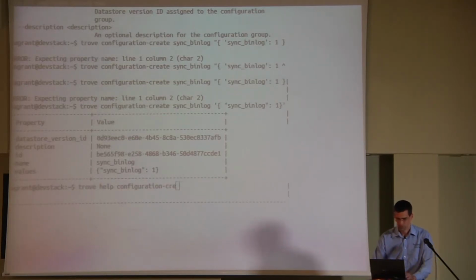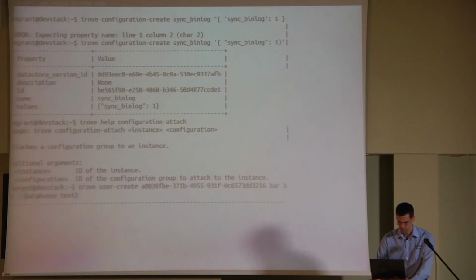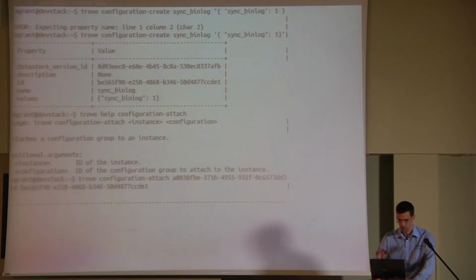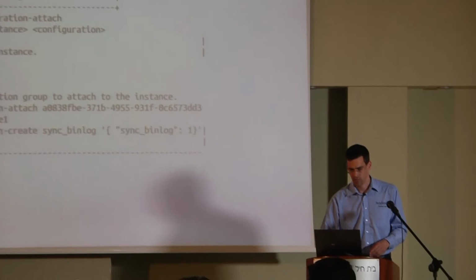So now what we can do is attach that configuration to an existing instance. So my configuration group is this one. And so we want to do a configuration-attach. Now attach this config group. And what we've done now is we have applied a configuration change to, well, in this case, a single database instance. But it could be 100 or 10,000 database instances that we applied it to simultaneously. And now if we do this again, there's our test2. And lo and behold, our sync_binlog has switched to 1.